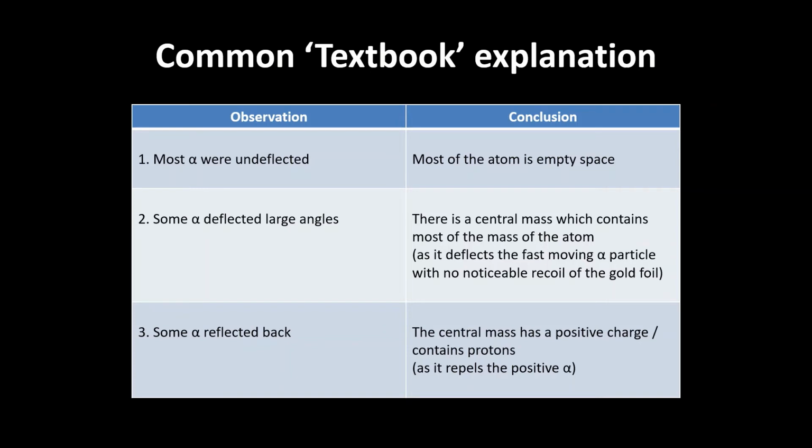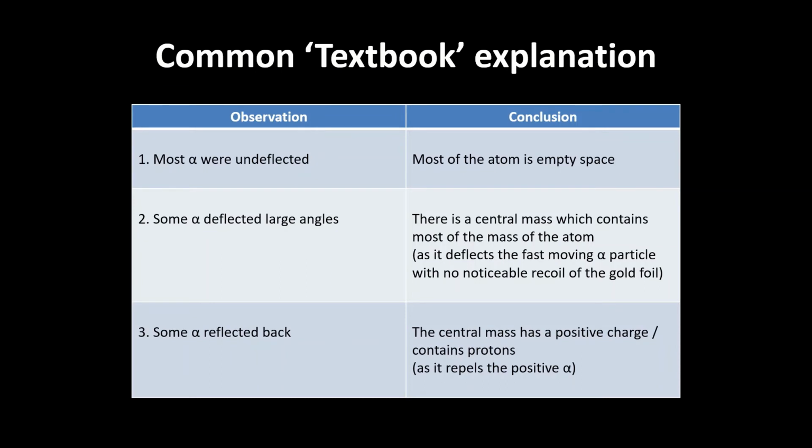Some of the alpha particles being deflected at large angles, the second observation, is an indication that there is a central mass in the atom which must contain most of the mass of the atom. The reason for that is that the alpha particle, like we said before, is relatively heavy and quite fast moving. It's got a lot of momentum, so it needs quite a lot of force to deflect it. But there's no noticeable recoil of the gold foil. So the thing that the alpha particle is being deflected by must be significantly heavier than the alpha particle. And we already know that it must be very small because most of them are undeflected. So there's a small central mass which contains most of the mass of the atom.